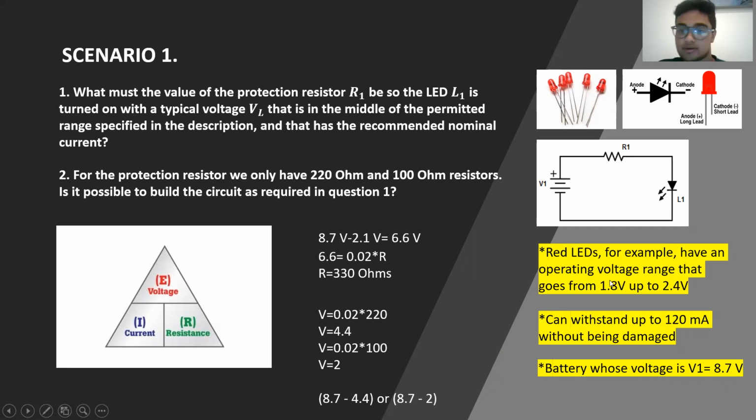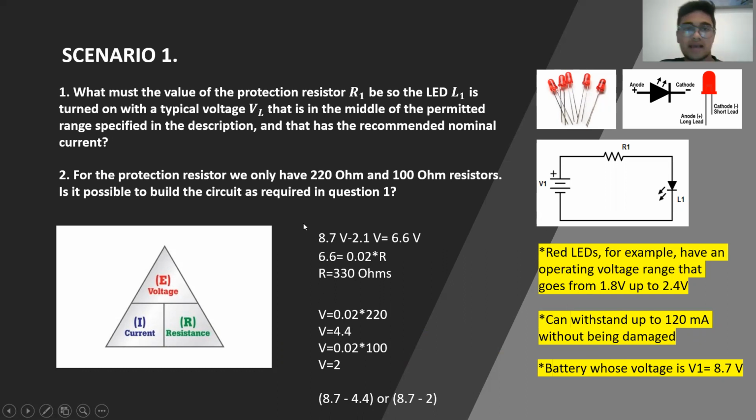First, we need to talk about the indication that it told us: the red LEDs, for example, have an operating voltage range that goes from 1.8 volts to 2.4 volts. Also, the LEDs can withstand up to 120 milliamperes without being damaged. Also, the battery voltage is equal to 8.7.